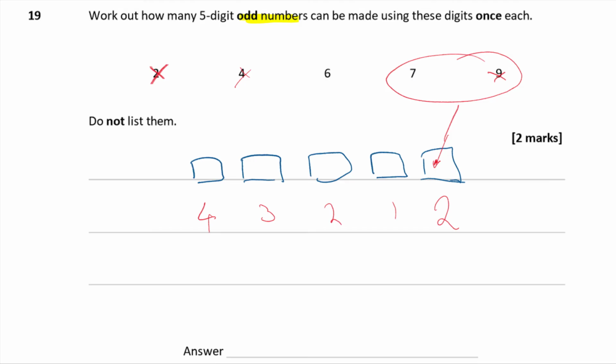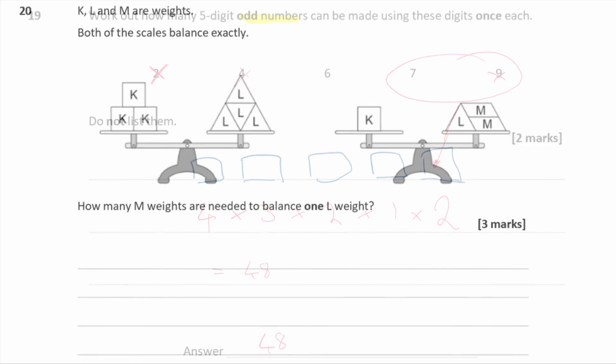So the total number of numbers I'm going to get is all those multiplied together. What's 4 times 3 times 2 times 1 times 2? 4 times 3 is 12, times 2 is 24, times 1 is 24, times 2 is 48. So it's equal to 48. I suppose feasibly you could have written them all out. It's just going to take you a while to write out 48 numbers, making sure you don't miss any. Much better to do it mathematically. The answer is 48.